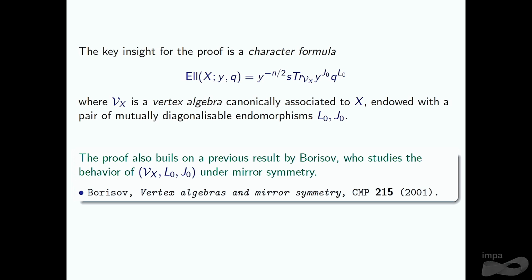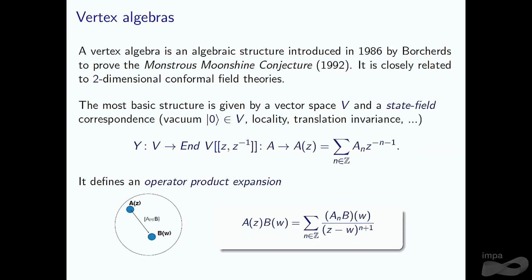This proof actually requires a previous work by Borisov, where he studied the behavior of this vertex algebra and this pair L naught and J naught via mirror symmetry. Okay, so what are vertex algebras? Let me give you a hint on what they are, and let me try to use them for understanding a bit more what this picture is.